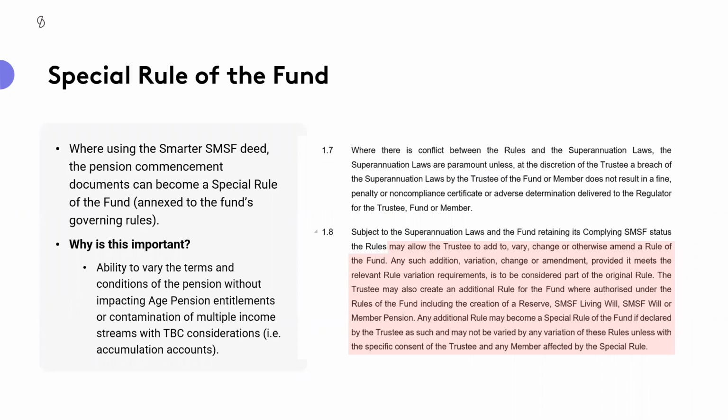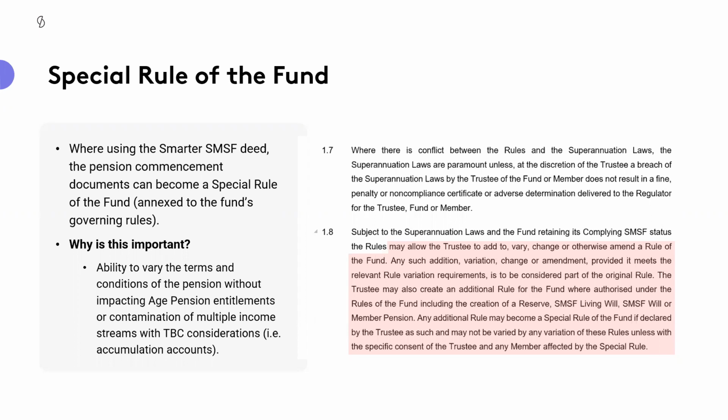We use what we call a special rule of the fund. And this is where the pension documents that I was referencing before through our knowledge base, in essence, get annexed to the governing rules of the fund. So you can see here in Rule 1.8 that the fund will allow for the trustee to add, vary, change, or otherwise rules of the fund. And we may be able to create additional rules where we are authorized for the creation of things like member pensions.